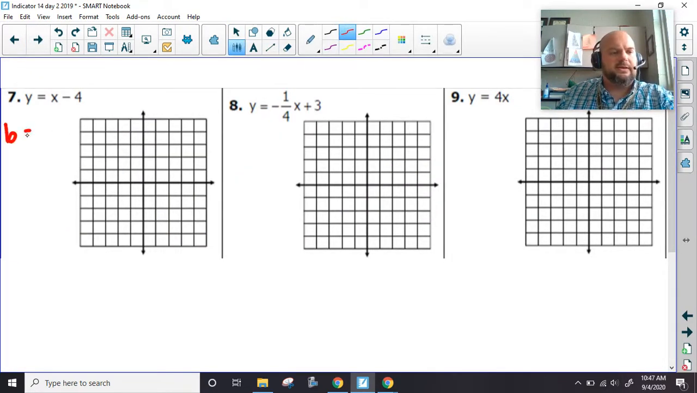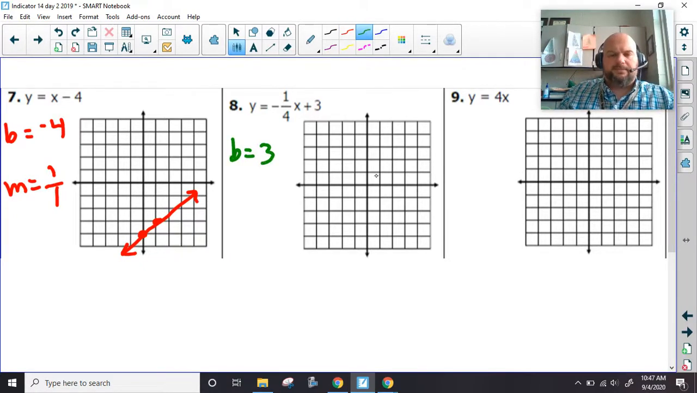Number 7. b equals -4. So from the origin, 1, 2, 3, 4. All right. My m, that's just x. That's 1. That's 1 over 1. So I go up 1 over 1. Bam. There we go. Number 8. b equals 3. So 1, 2, 3. Boop.